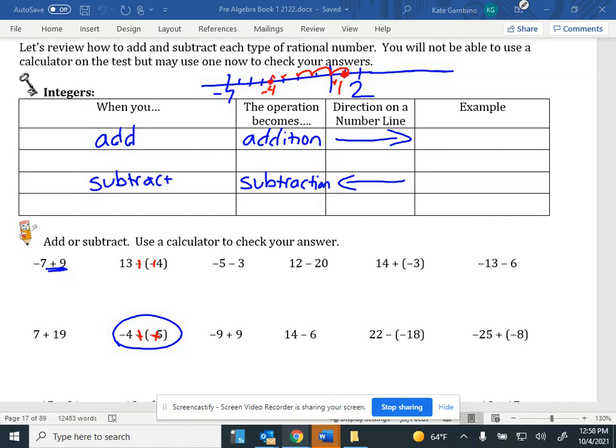So let's look at what it says at the bottom of the page. So let me scroll up.